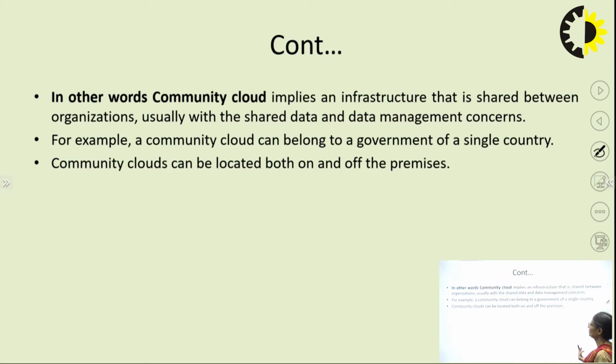In other words, community cloud implies an infrastructure that is shared between organizations, usually with shared data and management concerns. For example, a community cloud can belong to the government of a single country, that is, specific sectors. For example, municipal corporations of all the states may come together and work on a community cloud. So the community cloud can be located both on and off premise depending upon the requirement.